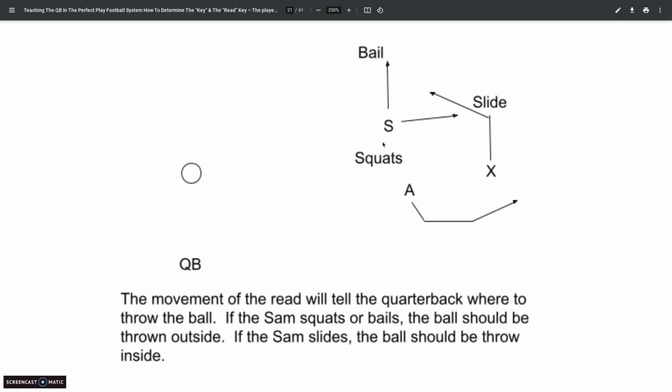So we're going to look at the Sam Linebacker. We're going to talk about the three movements that the Sam can have, and we're going to teach the quarterback how to respond to those movements properly.